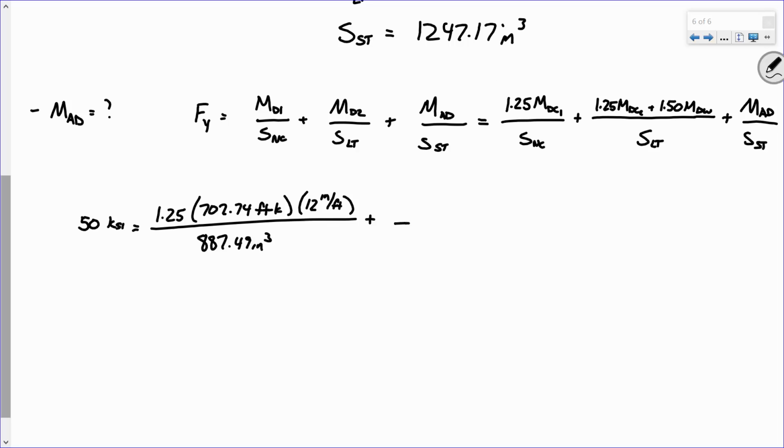All right. Let's do the next one. 1.25 times MDC2. MDC2 was 146.08. See this right here, this is one of the big reasons why we had to split up the DC1 and DC2, because they're on different sections.